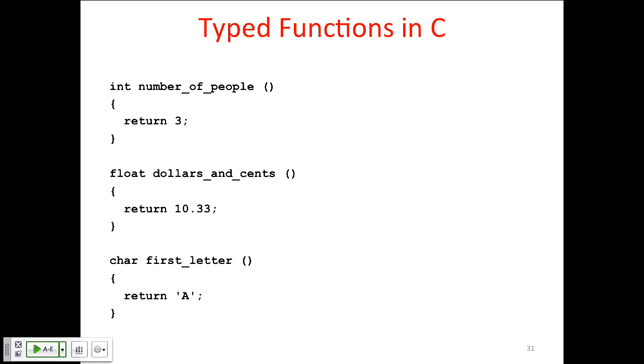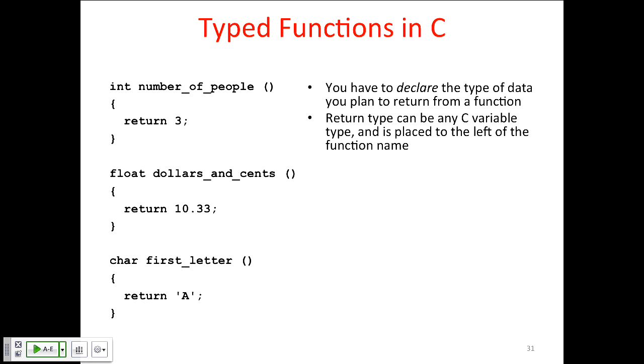Nope, okay. So C is based around functions, and every function has a type of value it returns. So this is int function number of people, and this one has no arguments, just returns the value 3. So the return type of that function is an int. You can have a float or a character. The character is one character in a string, a char. And you have to declare the type you return from a function. And it can be any type and it's placed there.